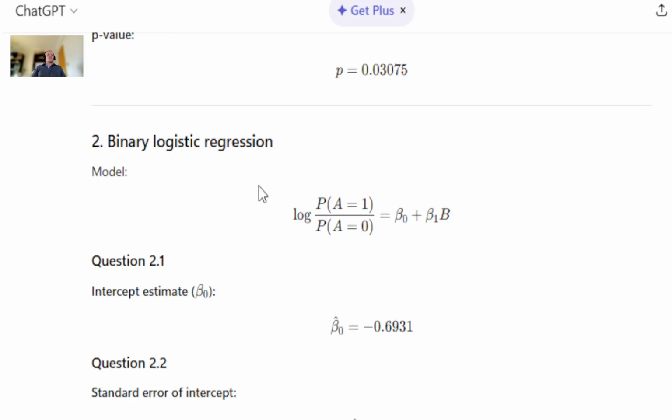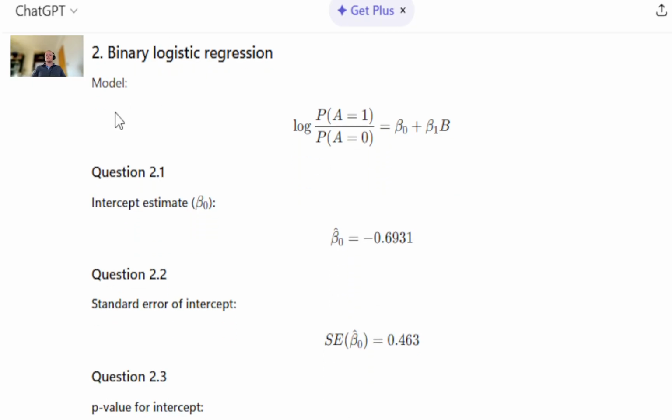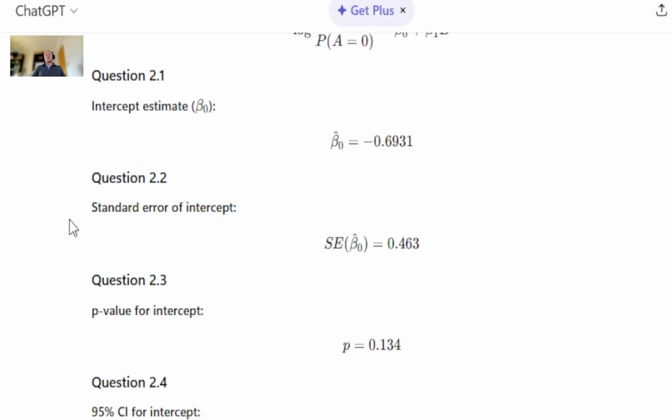test. Okay, then we had a bunch of questions on the binary logistic regression. In this case, question 2.1. It is, in this case, minus 0.693. And what it says log here, that's actually the natural logarithm that is calculated. And well, when we see the standard error, that is 0.463, the p-value is 0.134, a 95% confidence interval for the intercept is this.